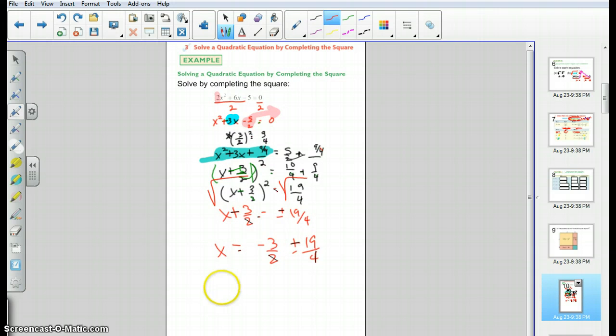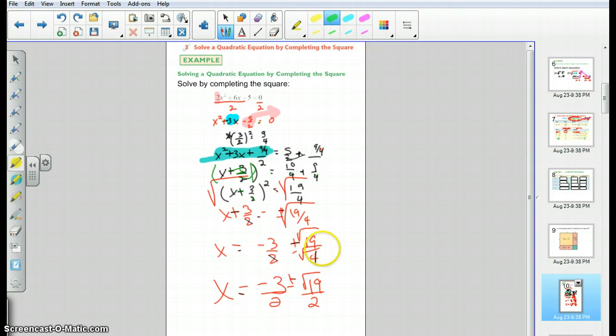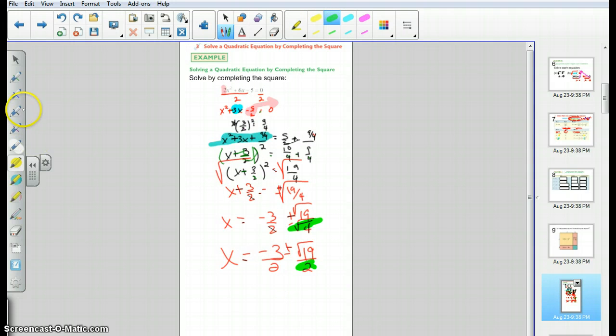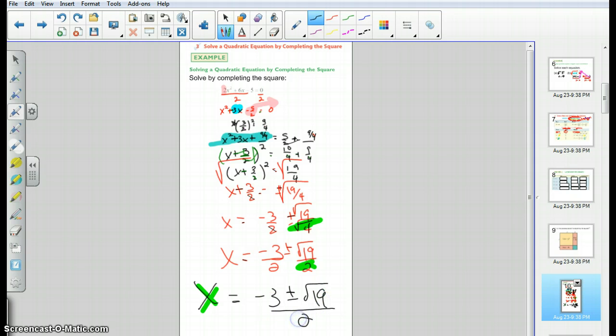Oftentimes you'll see that this can be written as x is equal to, oh, let's see, wait a minute. Now I forgot my square root sign here. So this is the square root of 19 over the square root of 4, which is negative 3 plus or minus the square root of 19. This is divided by 2. This is also divided by 2 because the square root of this 4 is this 2. And then the final solution here probably could be written as x is equal to negative 3 plus or minus the square root of 19, all divided by 2.